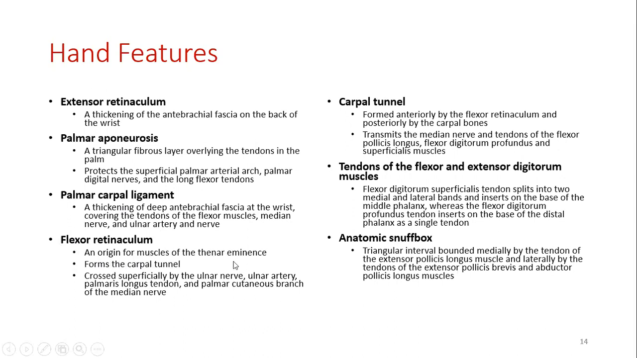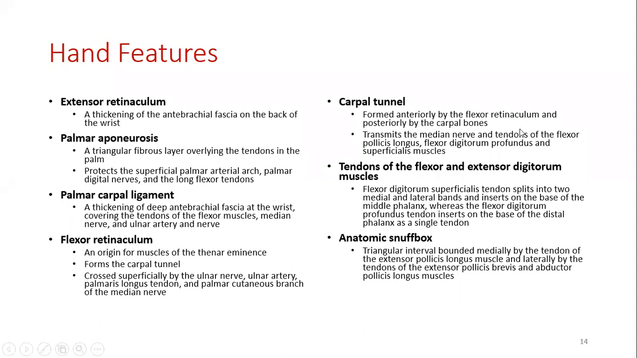It's an origin for muscles of your thenar eminence, so those three muscles innervated by median nerve that are manipulating your thumb in your hand, crossed superficially by the ulnar nerve, ulnar artery, palmaris longus tendon, and palmar cutaneous branch of the median nerve. And then your carpal tunnel, formed anteriorly by the flexor retinaculum and posteriorly by the carpal bones. And through your carpal tunnel, you have one nerve, 9 tendons that pass through.